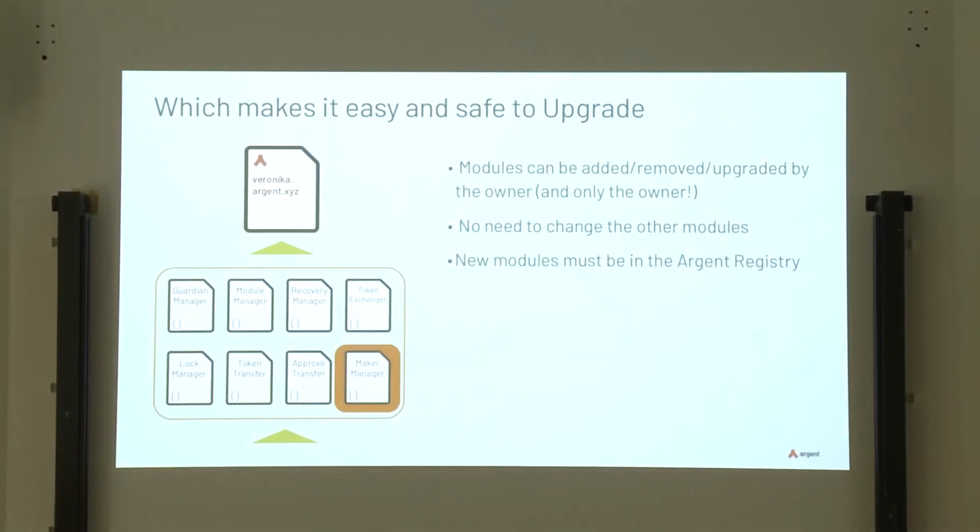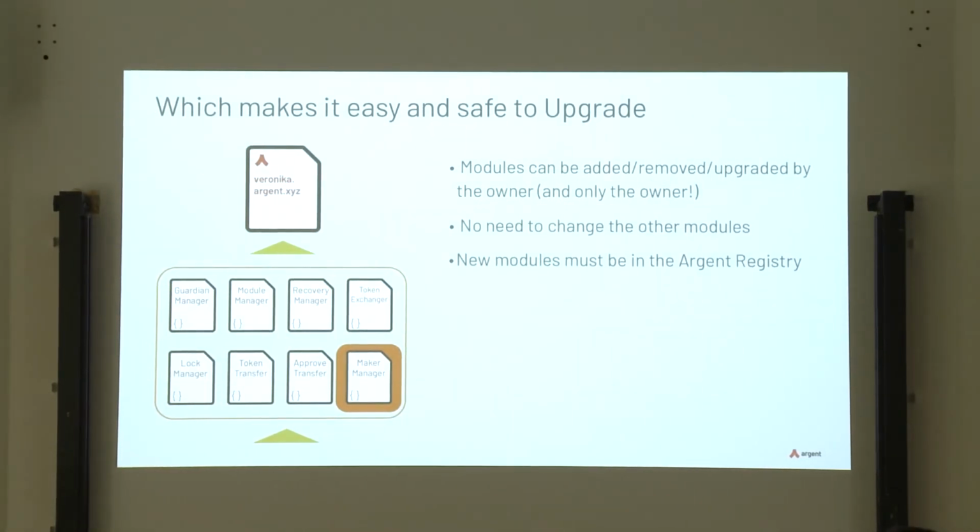Why this architecture is interesting is because it makes it easy to upgrade. If we want to add a new functionality to Argent, all we need to do is create a new module, and then users can authorize that new module. If for some reason we want to improve a functionality, we can remove the old module and then add a new one. So it's really like plugins. You can think of features like plugins to the wallet.